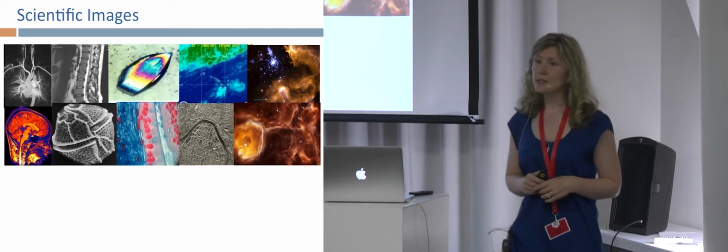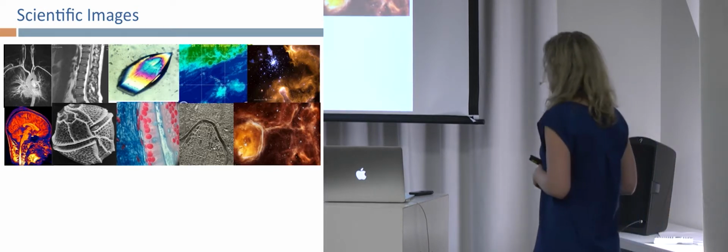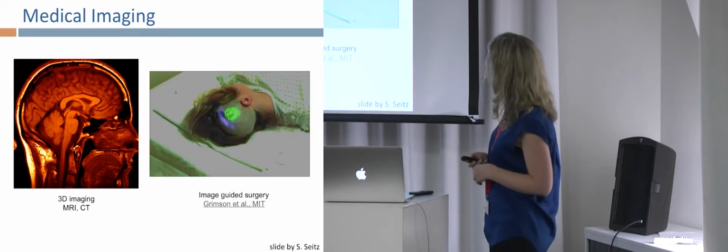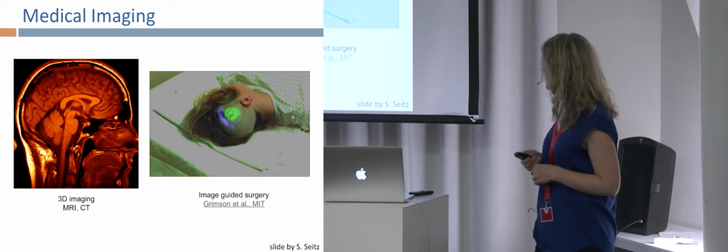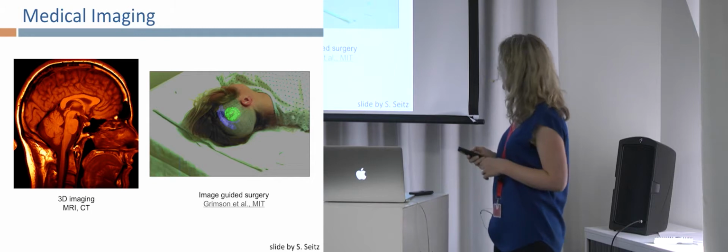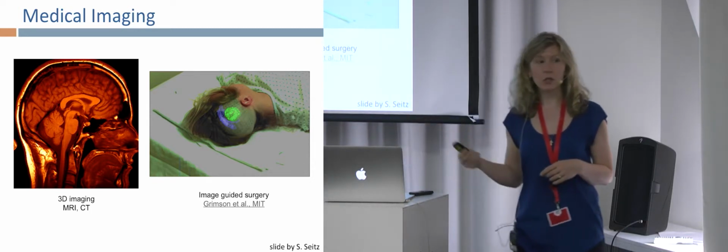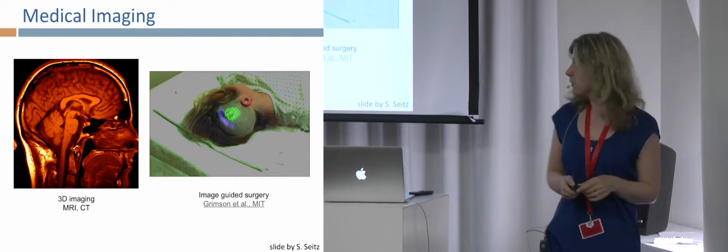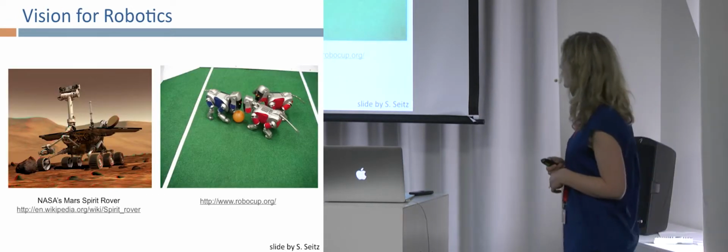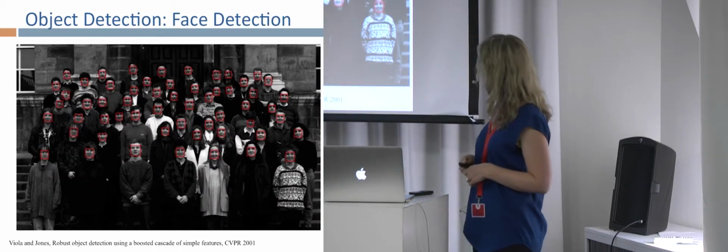Scientific images, lots of data about scientific types of problems that we could also analyze. Medical imaging, for example, image-guided surgery. This was work that was done at MIT a while back. 3D images using MRI, CT scan images. These are all images also, so this is all computer vision applications. Vision for robotics, of course, and object detection.